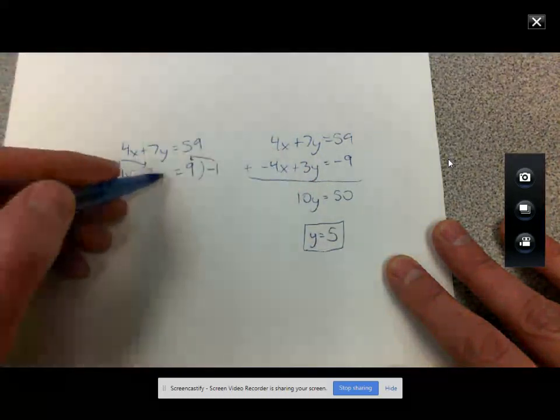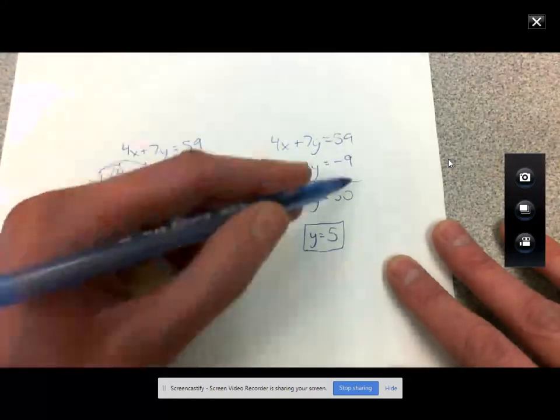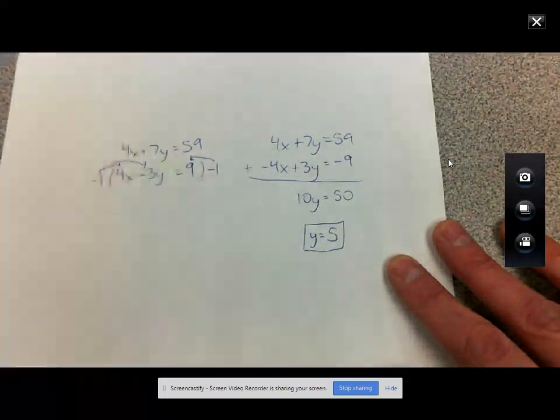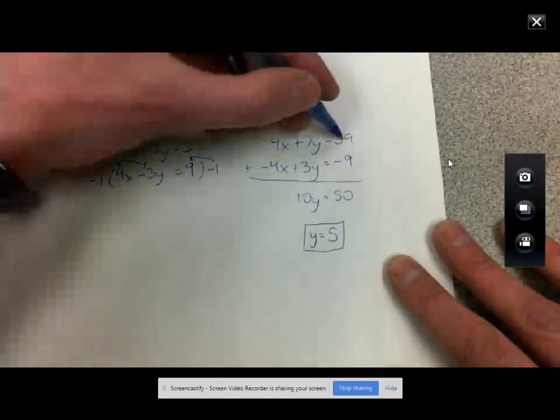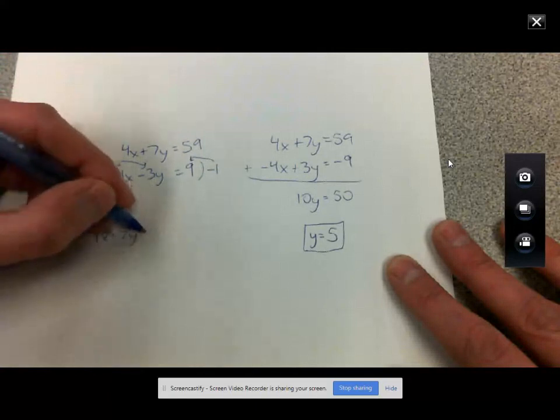So by manipulating the second equation just a little bit, I was able to use this addition method, this elimination method, to eliminate the x's and solve for y. I'm not quite done though. I still need to figure out what x is. So I'll take the first equation again. I didn't do anything with that first equation: 4x plus 7y is 59.